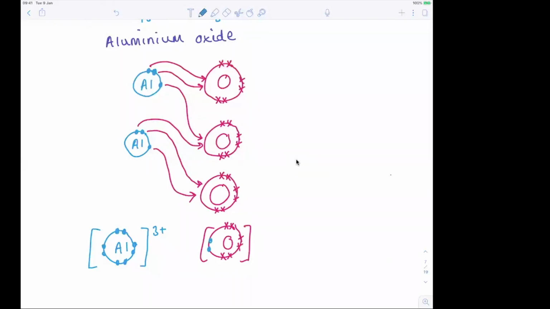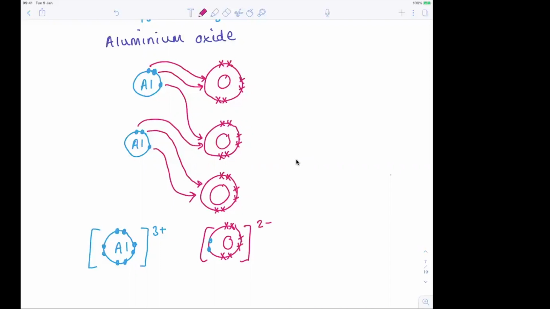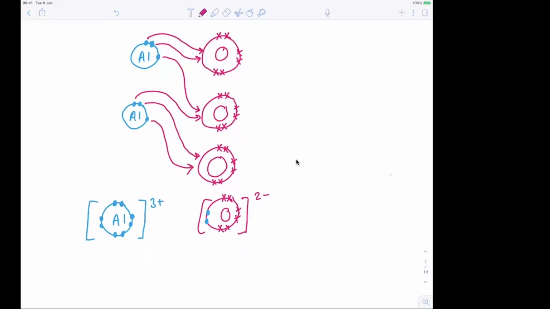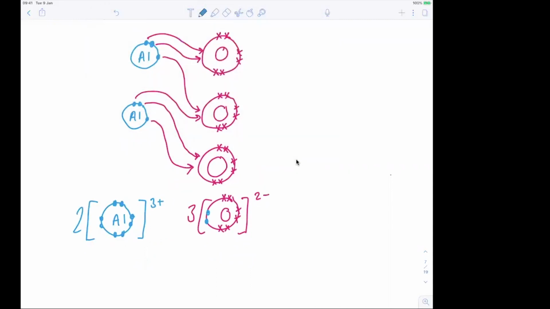Okay, so those electrons have come from oxygen. We know that it's gained 2 electrons, which is why it has a 2- charge. But in terms of how many of each we need, well, we need 3 oxygens and 2 aluminiums. So did everyone get that right?